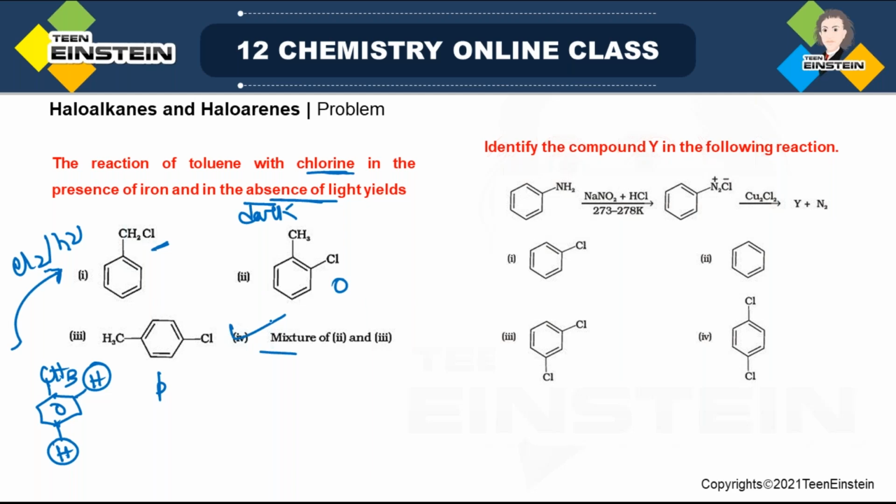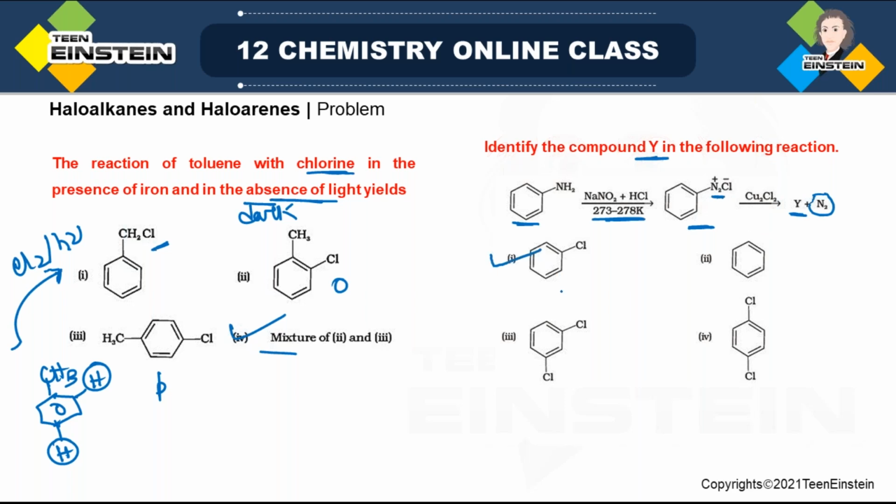Next question is related to Sandmeyer's method. Here we have started from aniline. Basically, you have to identify the final product, which is Y. Now, aniline in presence of NaNO2 and HCl, at low temperature, around 0 to 4 degrees, gives diazonium salt, and when you use Cu2Cl2, this N2 will be removed in the form of nitrogen gas, and you will get chlorobenzene. So option 1 is correct.